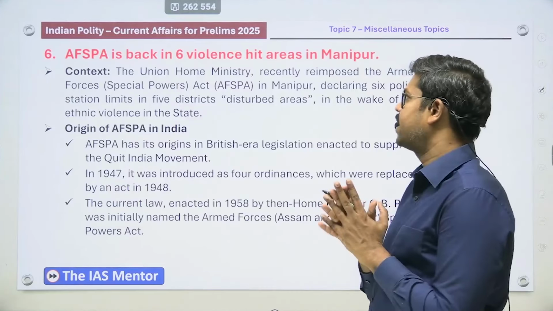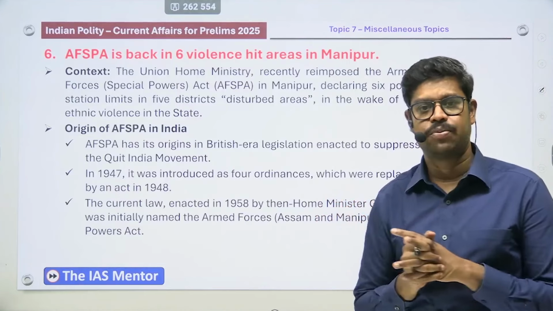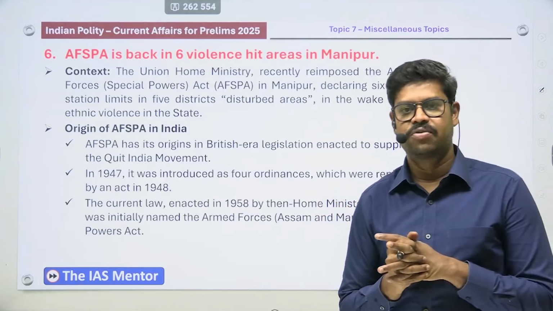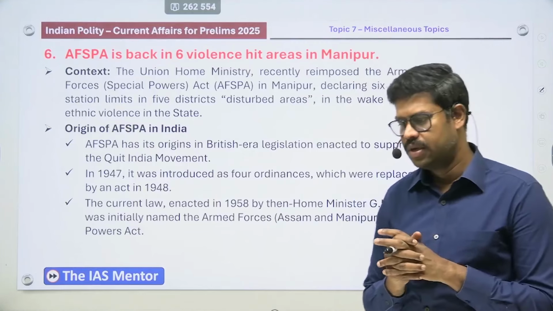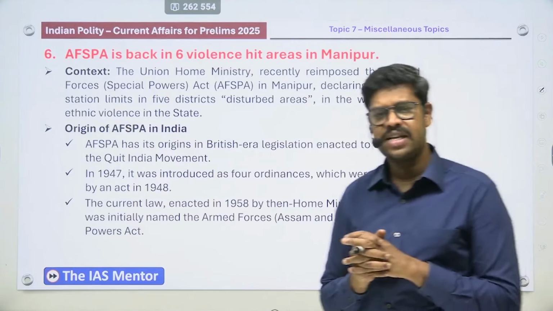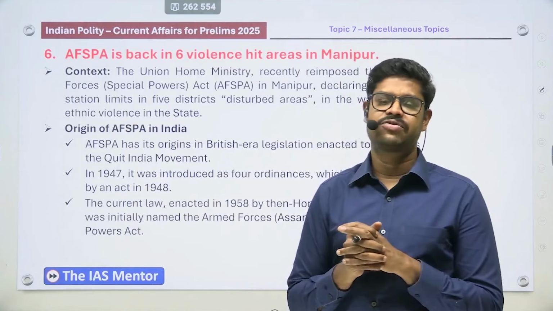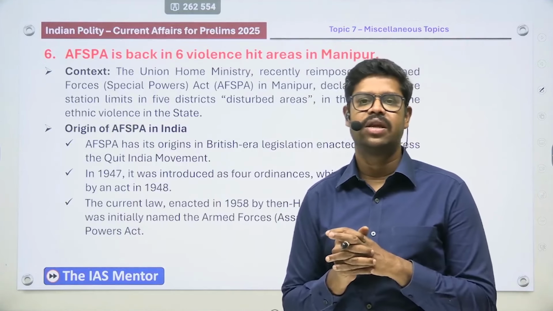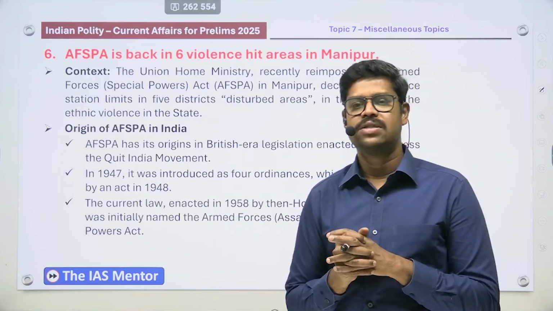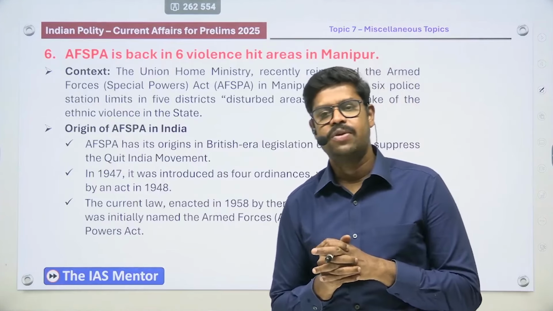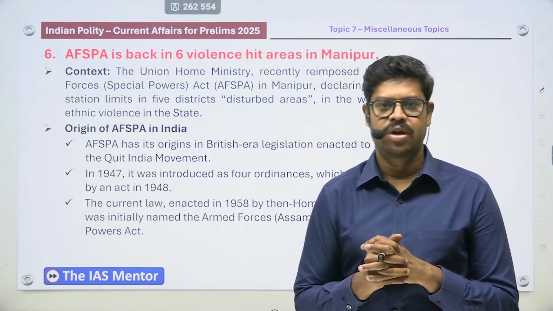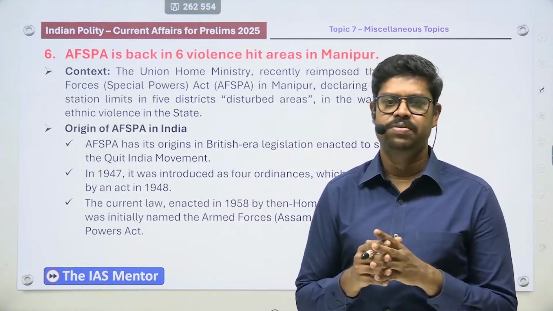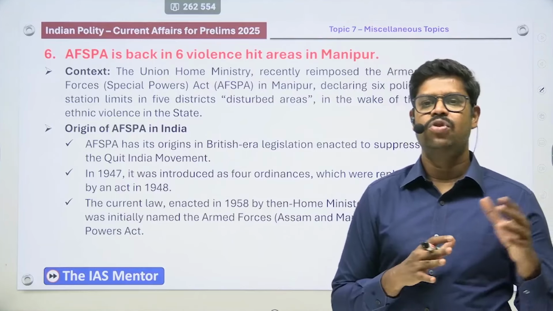AFSPA is back in 6 violence-hit areas in Manipur. We know that for the past few years a lot of violence has been happening in Manipur, very unfortunate. But a side effect of this violence is that AFSPA has been extended to certain areas in Manipur. Now, what is this AFSPA? AFSPA means Armed Forces Special Powers Act. In fact, this has colonial roots in our country. If you look into the origin of the Armed Forces Special Powers Act, it can be traced to British rule.